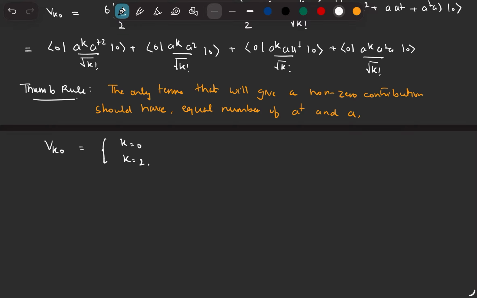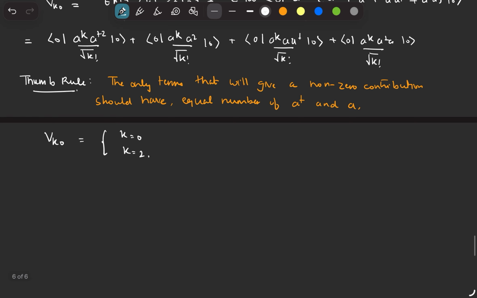People who might be doing quantum field theory, this thumb rule will be a lifesaver when you will be doing Feynman diagrams or using Wick's theorem and all. Okay, I think this is Wick's theorem. I don't remember it clearly, but anyways.